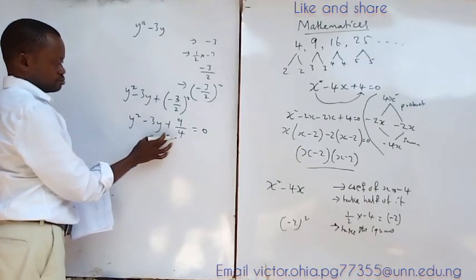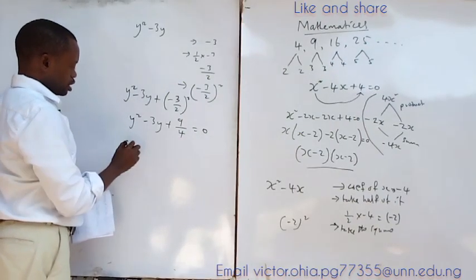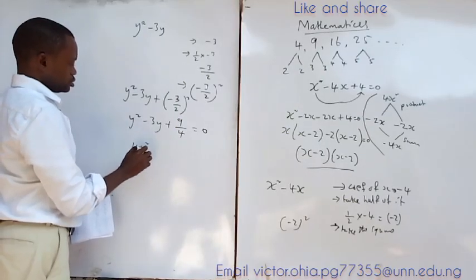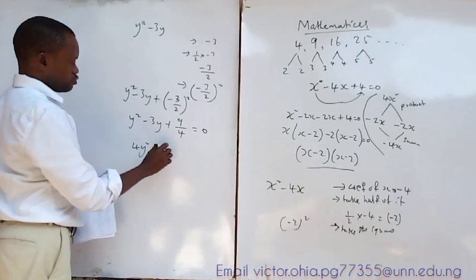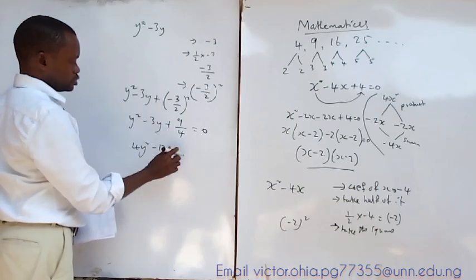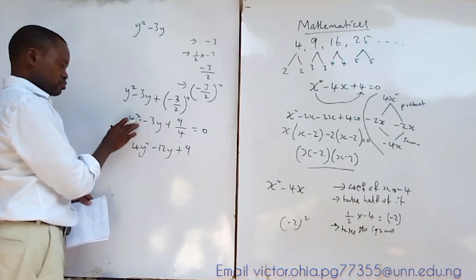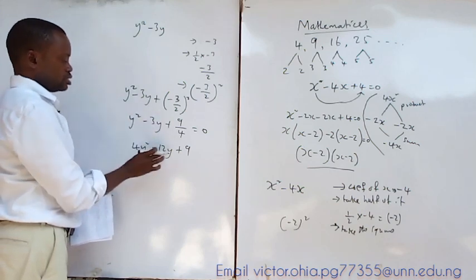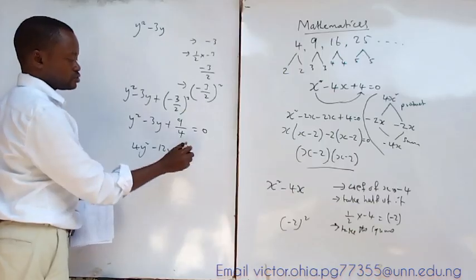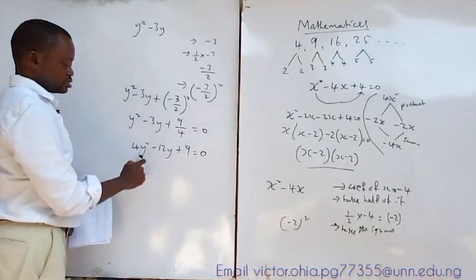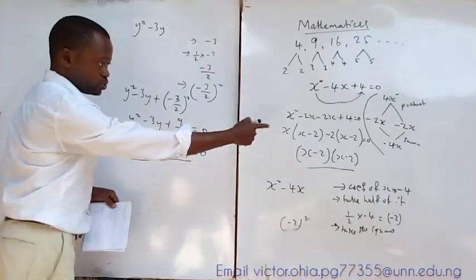If I multiply through to simplify this further, if I multiply through by 4, I'm going to have 4y squared minus 12y, because 4 into this gives 12y, and 4 into this gives plus 9. Because 4 times this gives the 4 times this minus 12y, the 4 will cancel 4 and we have 9 left, equals 0. You realize that this expression is a perfect square. You can also verify it by doing the factorization.